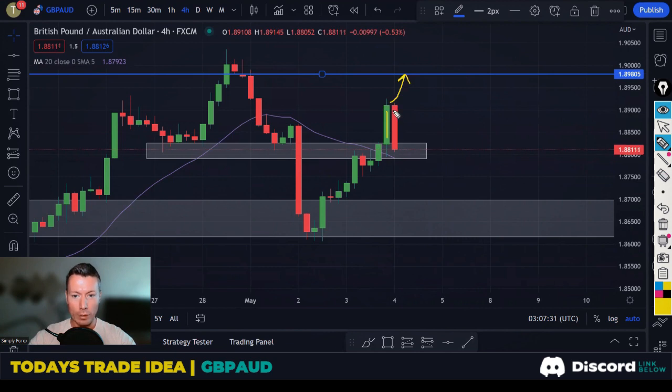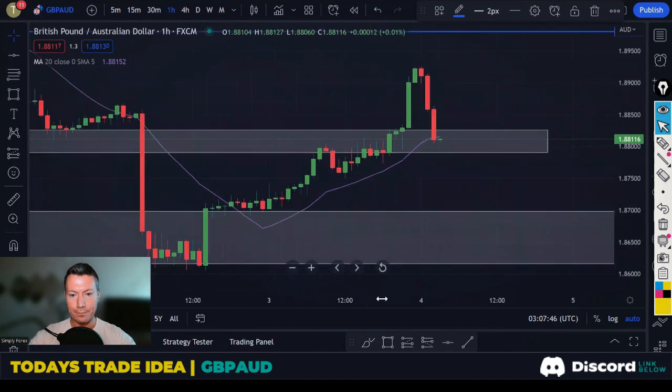But if this red H4 candle finishes like this, yeah, a little bit reluctant. I want to see a bit of a wick on this red candle and reject this level. Let's drop down to the H1.